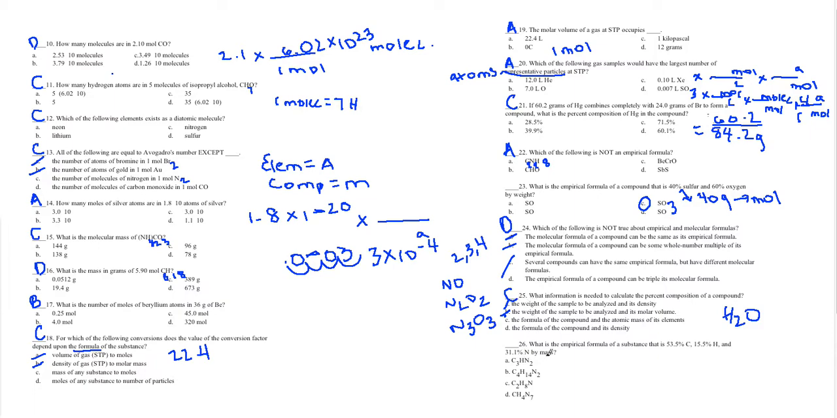Okay. What is the empirical formula of a substance? And I give you all 3 of those things. So remember, what you have to do is the following. You need to convert from grams to moles. So you've got the 53.5.